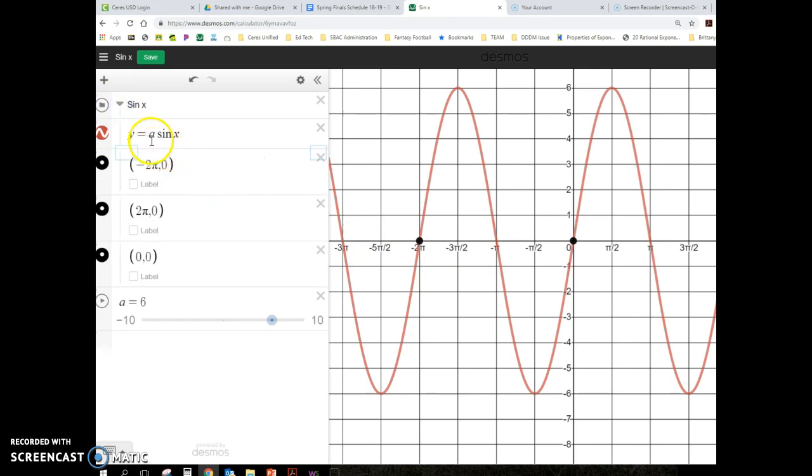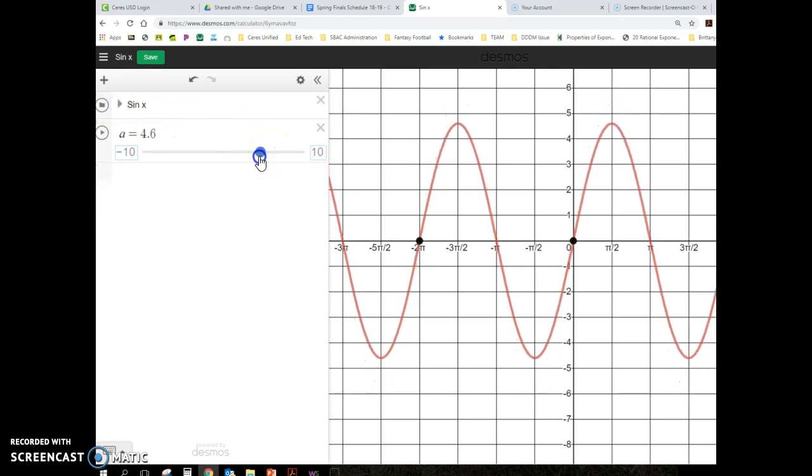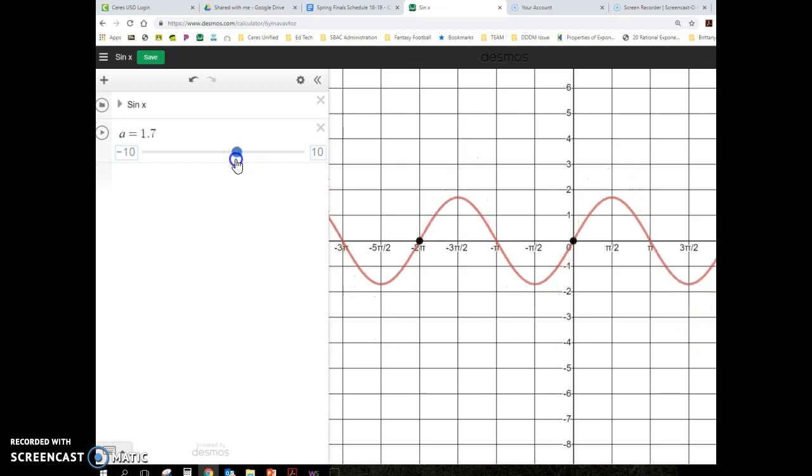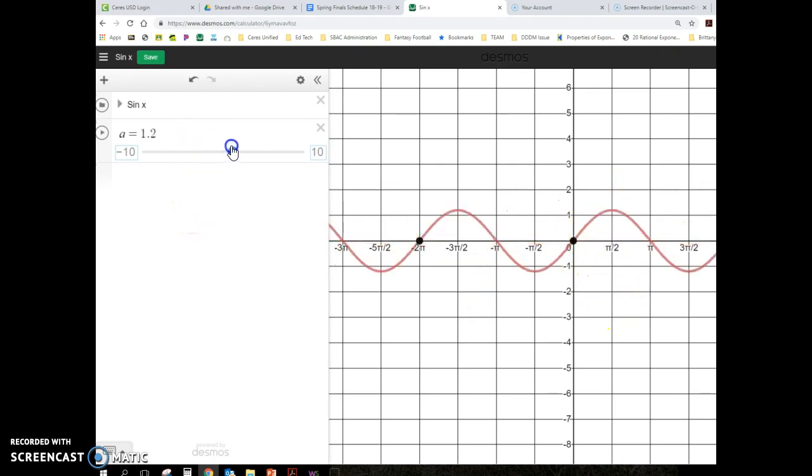If you want to see here, I'm just manipulating this value right here. And I want to show you reflection. So as soon as I lower it, you see it's compressing. And as soon as I get below 0, notice that it reflects. So instead of going up from 0 to my maximum, now it's going down. So we get reflection when we have a negative value.